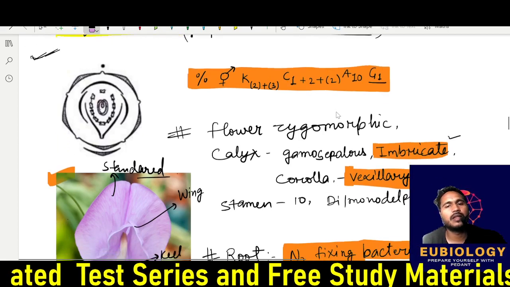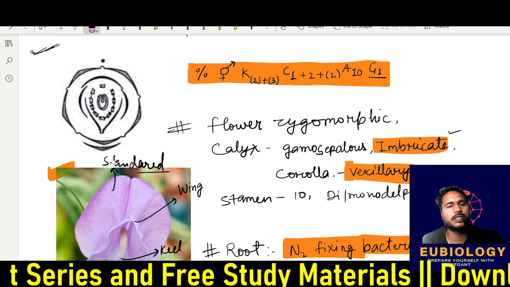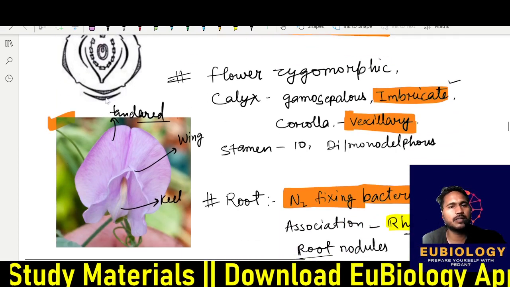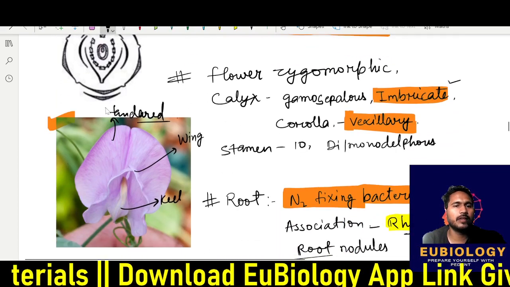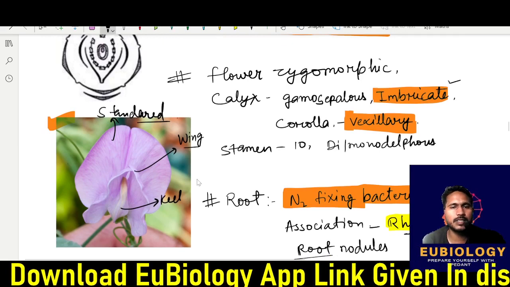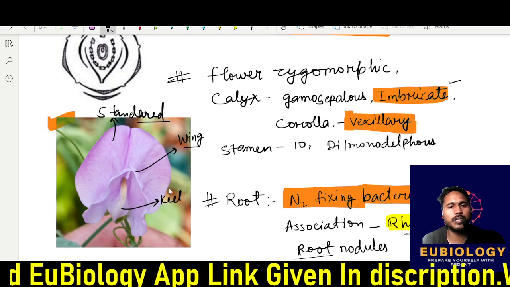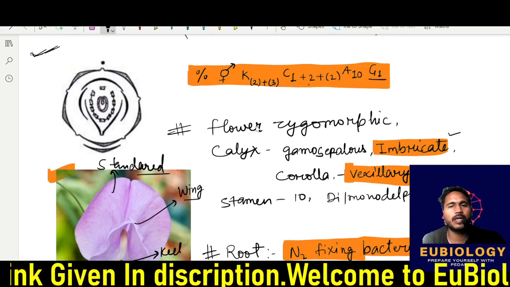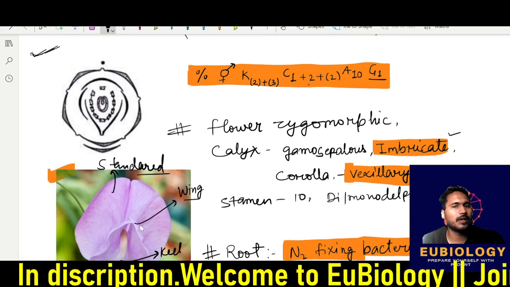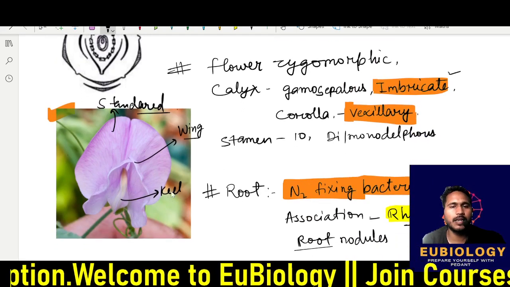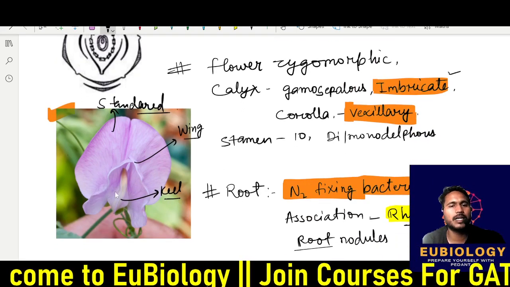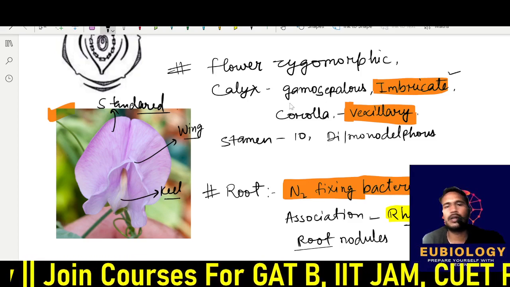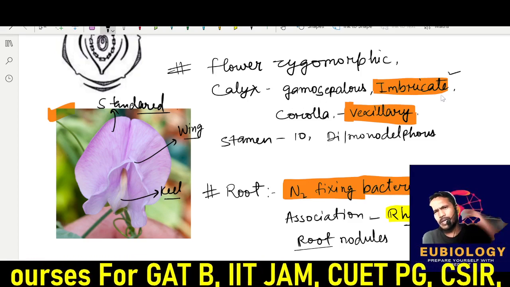So what does it mean? There will be one standard, you can see here. This is the flower of the pea. You can see one standard, which is 1 in number, and then you can see the wings, which are 2 in number, but these two are not in the bracket, so they are separate. But the keel petals, which are 2 in number, are attached. You can see here, and the calyx will be imbricate.